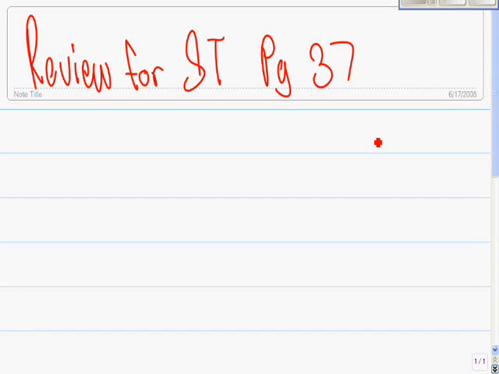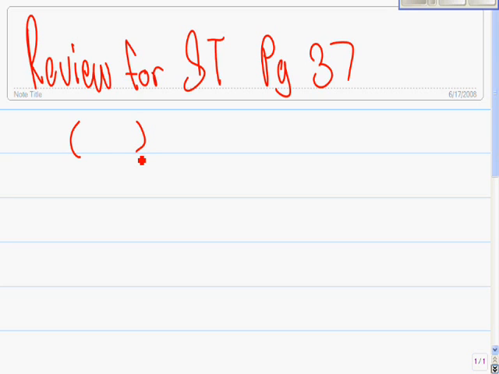Alright guys, let's do some review before you do the self-test. The first thing I want you guys to remember is that when a variable does not have a coefficient, the coefficient is understood to be 1. One of the things that you learned early on was that the coefficient of x is the number next to it. So the coefficient of x would be 3, but when there's no number next to x, the coefficient is understood to be 1.